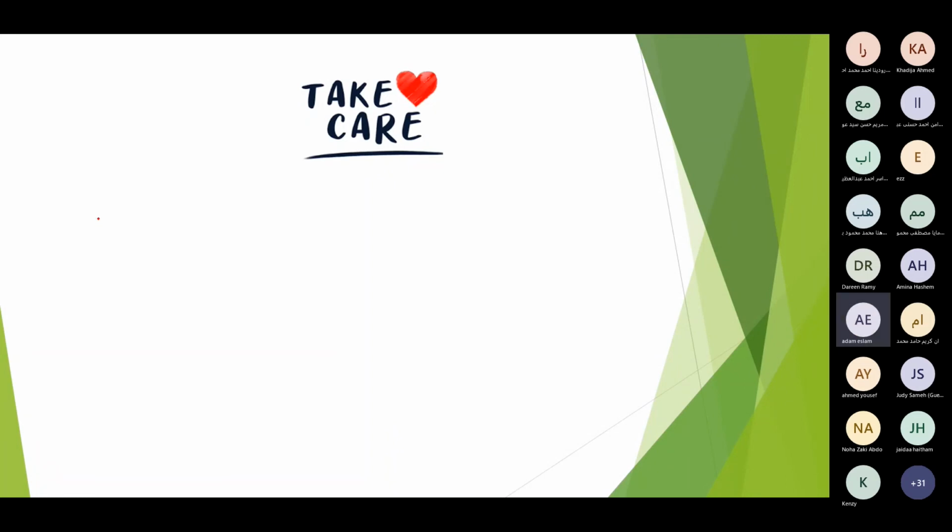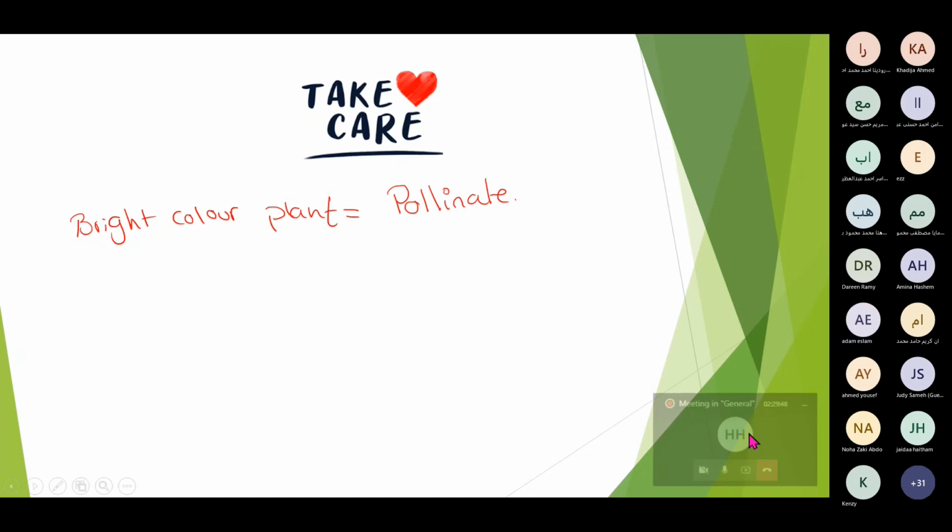Okay. If I see a bright colored plant, what does this indicate? What is the meaning if the plant is colorful? It wants the bees, the bats, the insects to pollinate it. Bravo! To pollinate, or pollination. Bravo, Hamza. You are concentrating with me. Bravo.